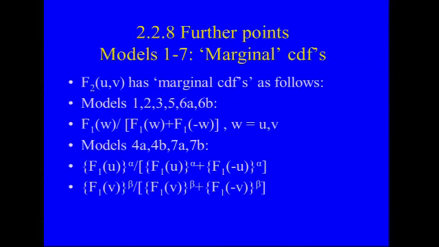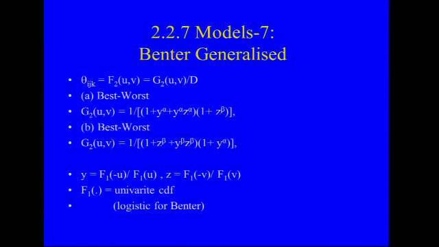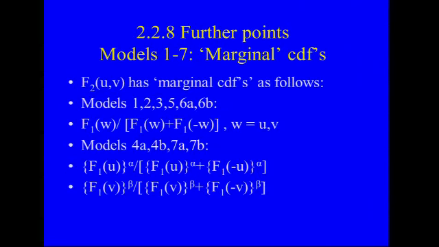And that's 7 models we've come up with. We've mentioned marginals earlier on, but in fact, in the cases of models 1, 2, 3, 5, 6A, and 6B, it is not entirely clear to me that these formulae we're coming up with for G2UB or F2UB are joint distribution functions. But if you allow the argument U or B to go to infinity, then you get these marginal formulae, which are certainly univariate CDFs.